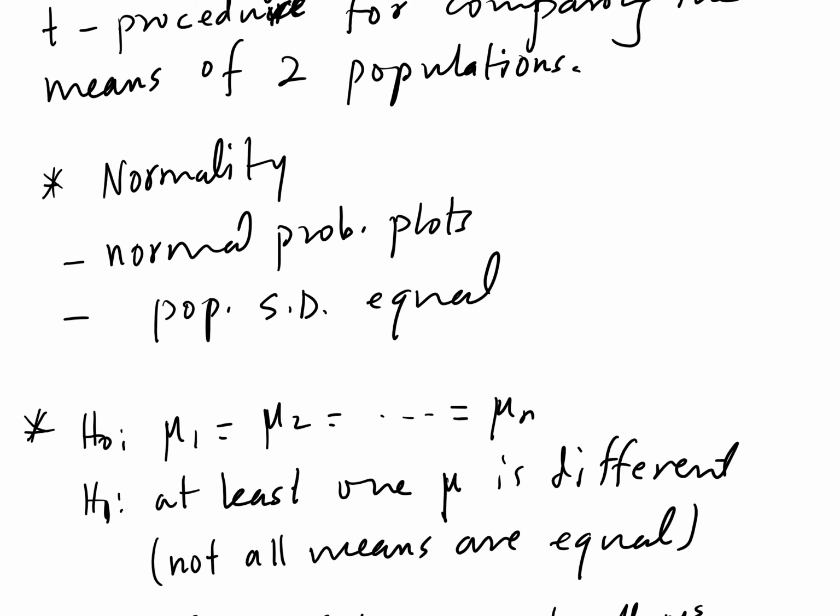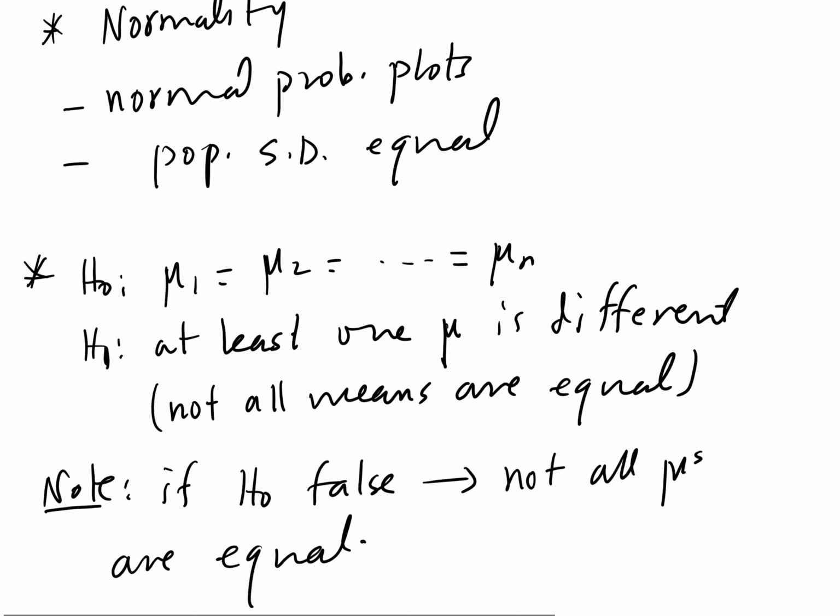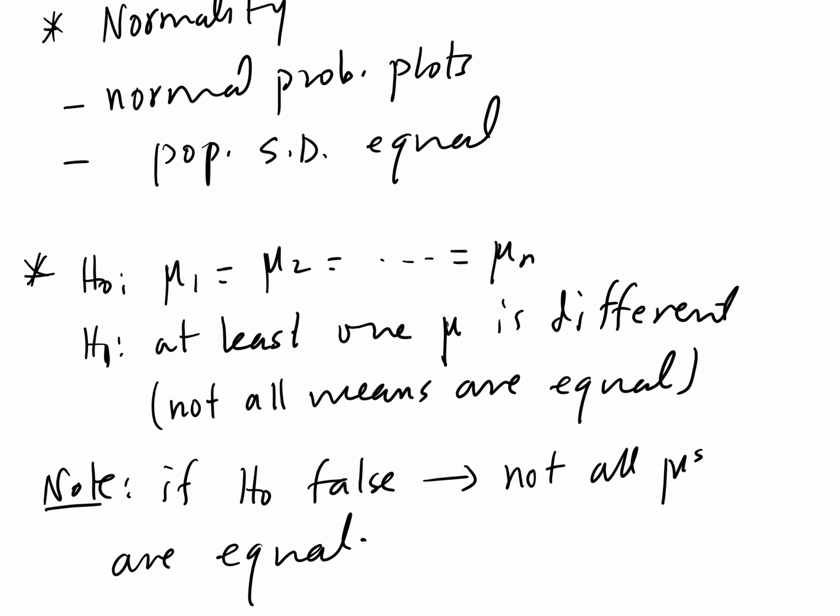If H0 is false, what does that mean? If the null hypothesis fails, then this means not all the means are the same. So if H0 is false, the alternative is true. That's what this is saying. Just keep that in mind to help with the homework.